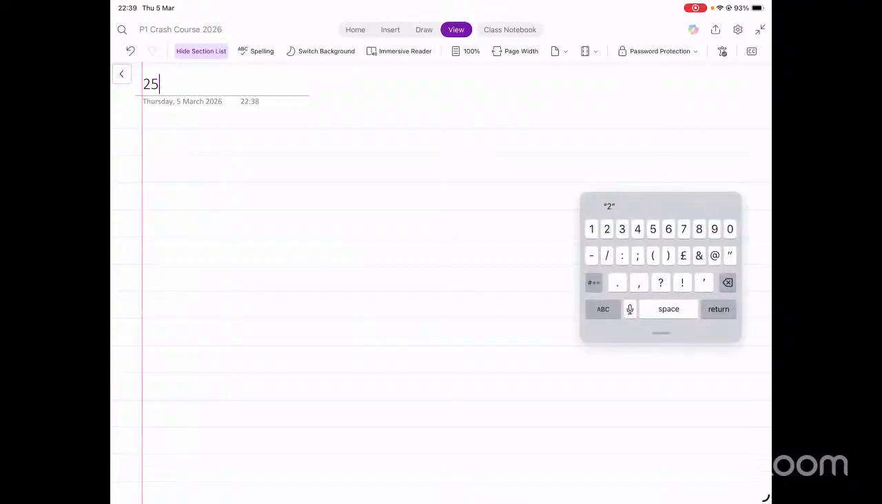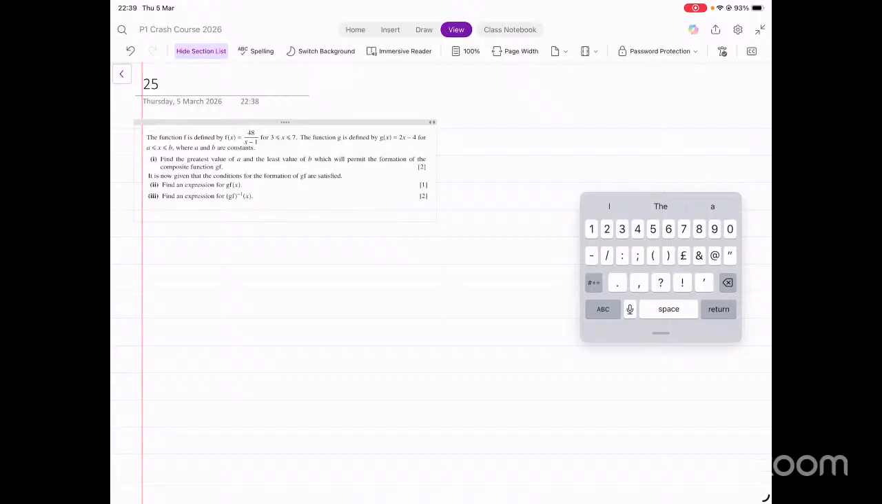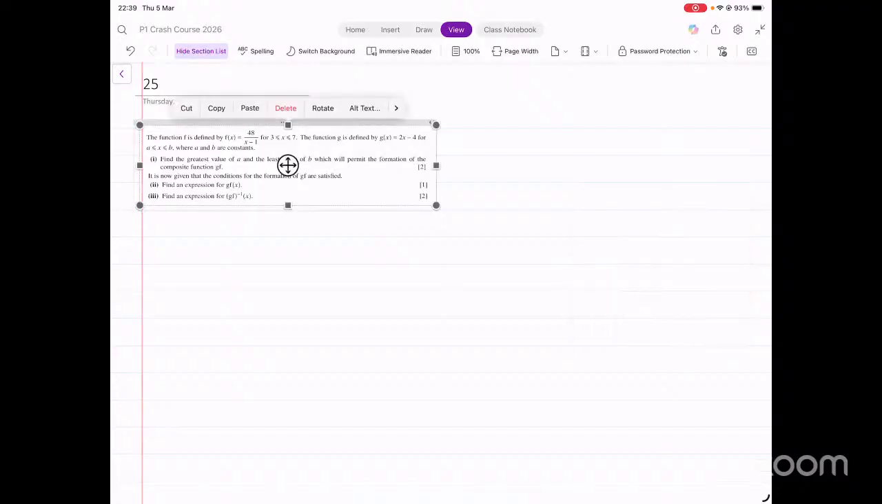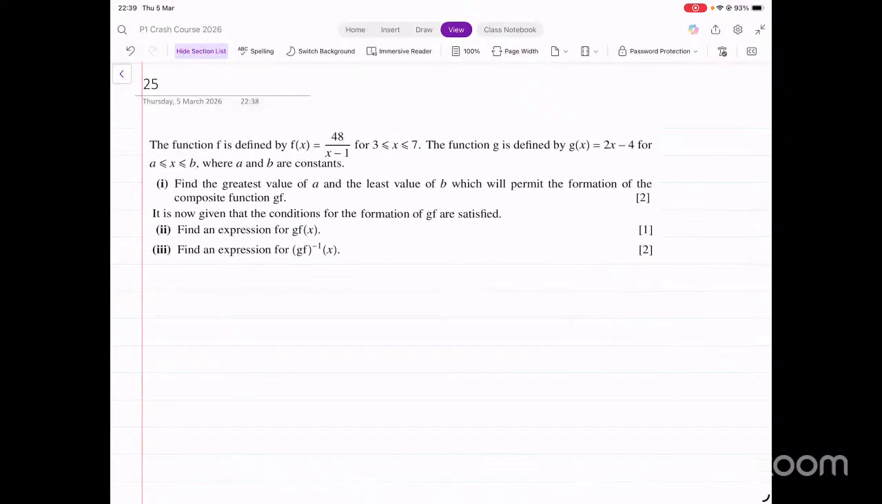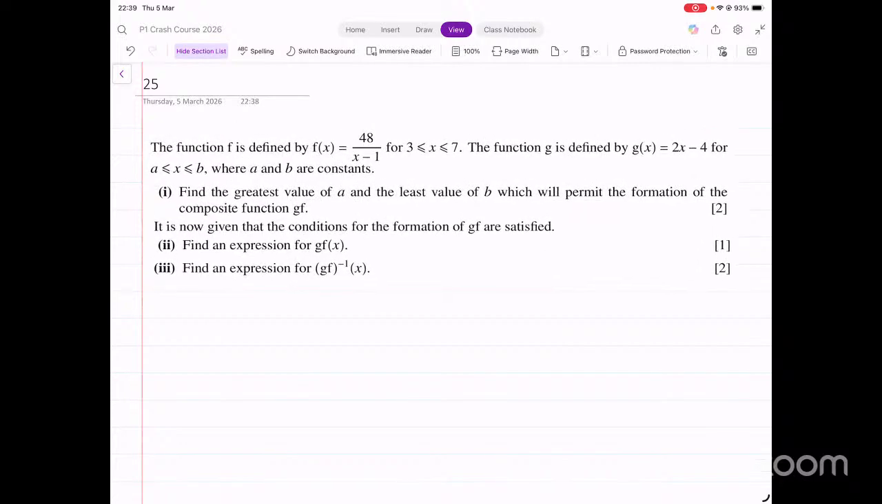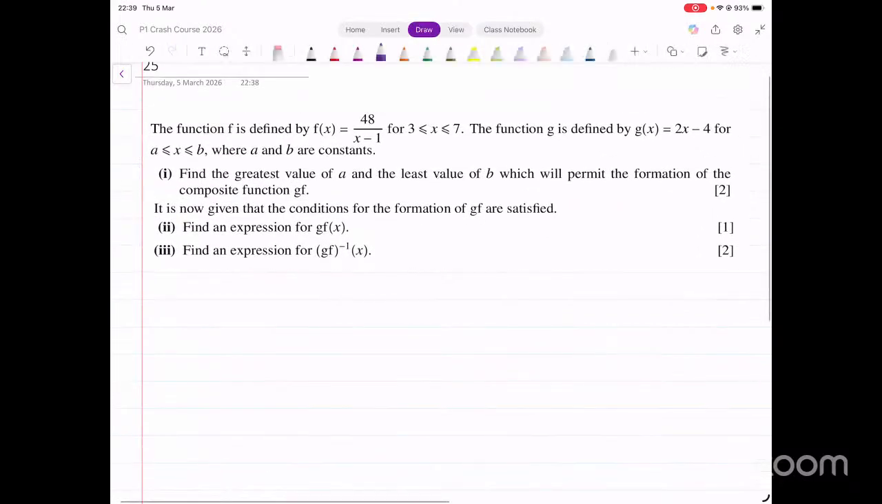Question 25. Sure, let's try this. It says the function f is defined by f of x equals 48 over x minus 1 for x between 3 and 7. That's the function. We are given the domain of the function.